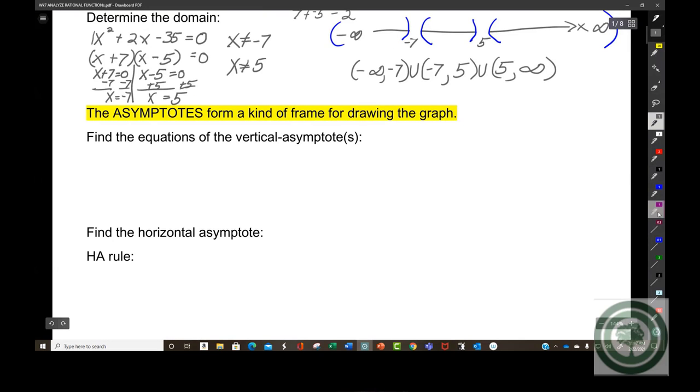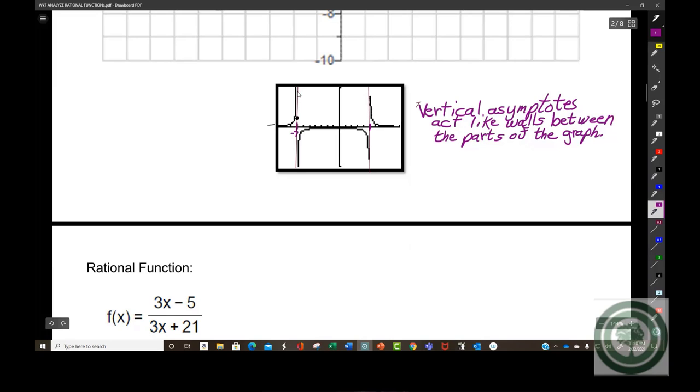So you see how, let me get another color. You see how we have x = -7 over here, and x = +5 over here. Those are actually the equations of those vertical lines that act like walls between the parts of the graph. So x = -7 and x = +5. Now we go back over here. The equation of that vertical line is x equals negative 7, and the equation of this vertical line is x equals 5. And since these vertical lines are vertical asymptotes, those are the equations of the vertical asymptotes.